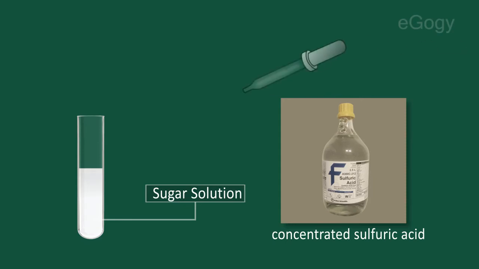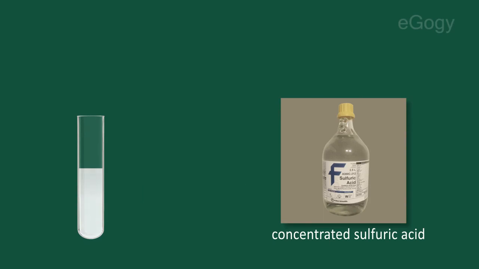When you add concentrated sulfuric acid to sugar, the result is interesting. The sulfuric acid dehydrates the carbohydrate sugar, removing the water and heating it into steam, leaving behind a carbon form.